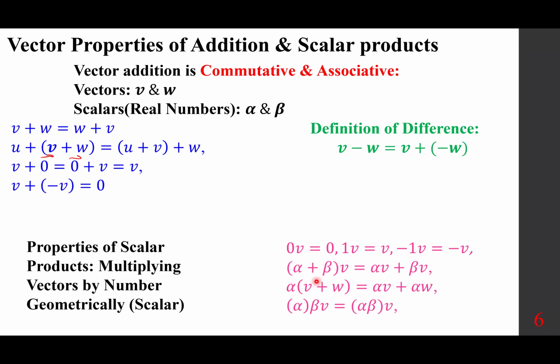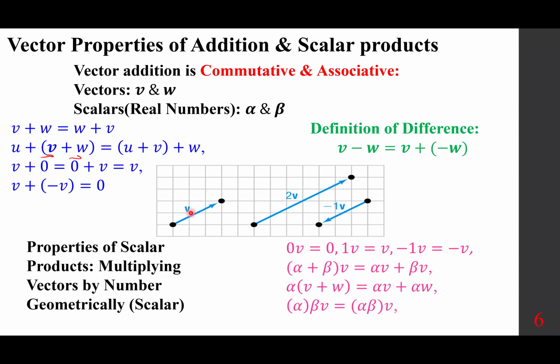Alpha and beta are numbers. Alpha plus beta times V, I can distribute: alpha V plus beta V. Alpha times V plus W, I can distribute. And alpha times beta times V, I can use the associative property of the product. Notice, if this is V, as long as it's in the same direction, that means parallel to that, then the magnitude, if it's 2 times this, is 2V. If it's identical in size but in the opposite direction, it's minus V.